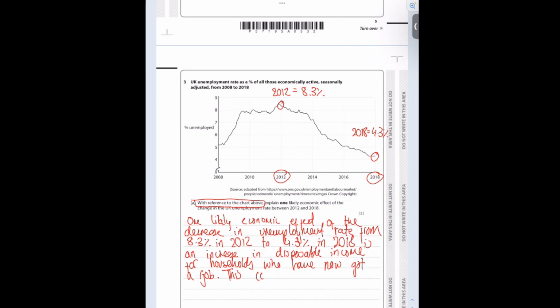This could increase confidence of households, leading to an increase in consumption and GDP too. There we go. So I've done everything that I would expect myself to do. I've given one reason: increase in disposable income causes increase in spending, causes increase in GDP. Just a normal kind of transmission mechanism to explain my reasoning. And I've included the data there, so I should be on for 3 out of 3.